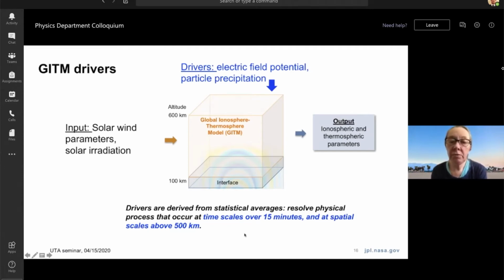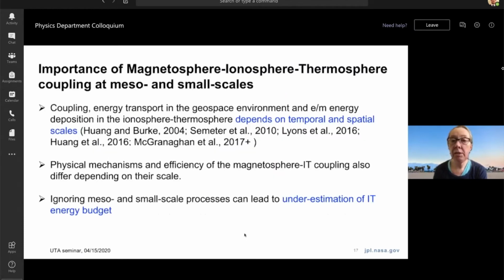Typical drivers are derived from statistical averages, so they're kind of large scale, a time scale over 15 minutes, and spatial scales about 500 kilometers, which really shows you kind of large scale basic physics. But it's been shown, especially recently, in quite a few papers, that energy transport into the ionosphere thermosphere depends on temporal and spatial scales, and physical mechanisms can be very different depending on scales. For instance, if we look at smaller scale features, we can account for more energy coming in than if we just look at some average large scale structuring from drivers.